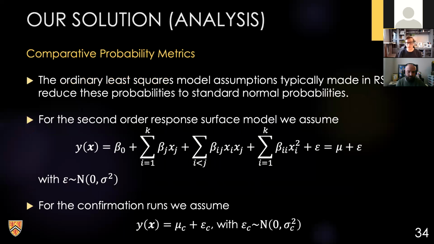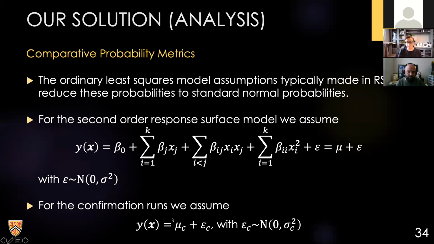In terms of calculating these probabilities, it's very straightforward. It boils down to basically standard normal probability calculations based on the usual distributional assumptions that we make with these second order response surface models. So for example, the one that you see here is the typical one where we make typical OLS assumptions.